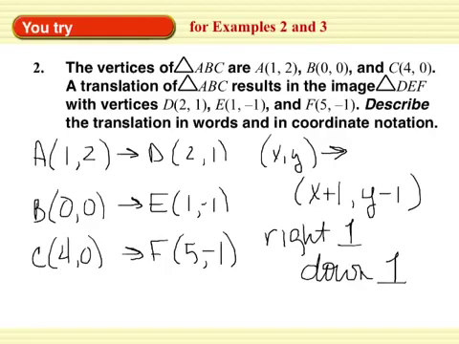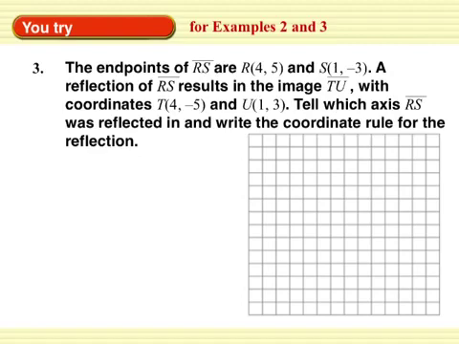All I did was write out each ordered pair, and then I noticed the pattern. I went from 1 to 2, which is x plus 1, 0 to 1, 4 to 5, x plus 1. And then I went from 2 to 1, 0 to -1, 0 to -1. So I did y minus 1. So our translation was right 1, down 1. You could also say add 1 to each x-coordinate and subtract 1 from each y-coordinate, but this is really important. You try another one.